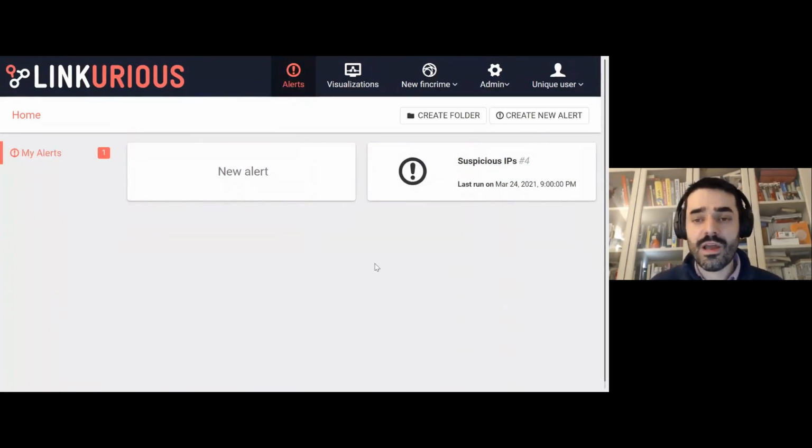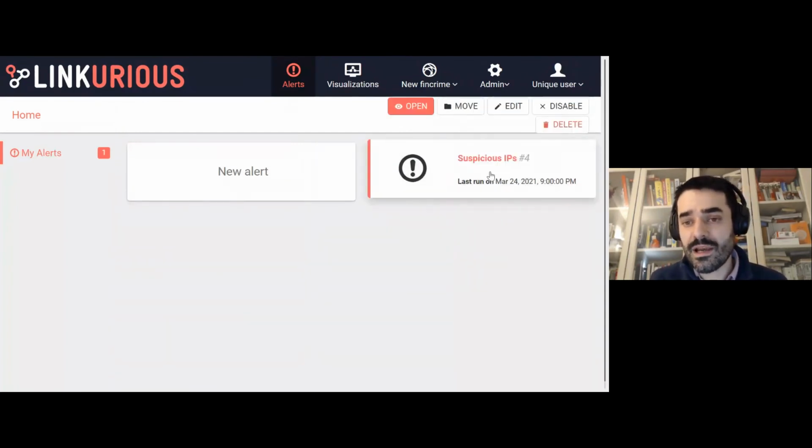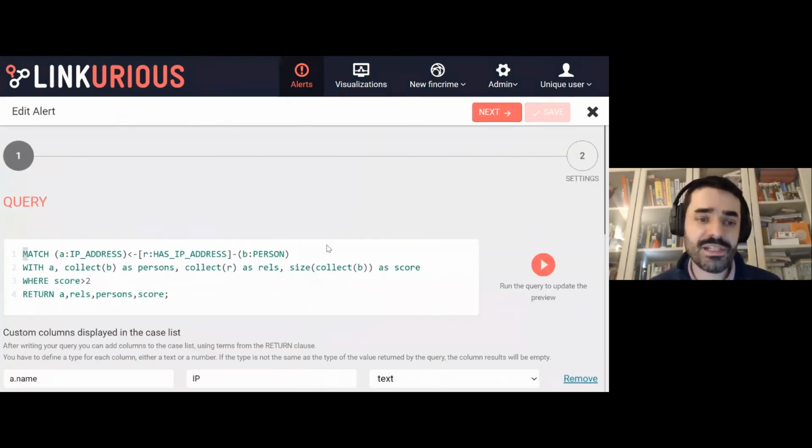Here we see the different alerts that we have created, and I'm going to focus on this one. It's a suspicious IPs alert, and I'm going to show you what it looks like behind the scenes before actually processing the alerts generated by that alert. So I'm going to go ahead and click on edit, and we see what is powering this alert. It's a graph query written in Cypher.